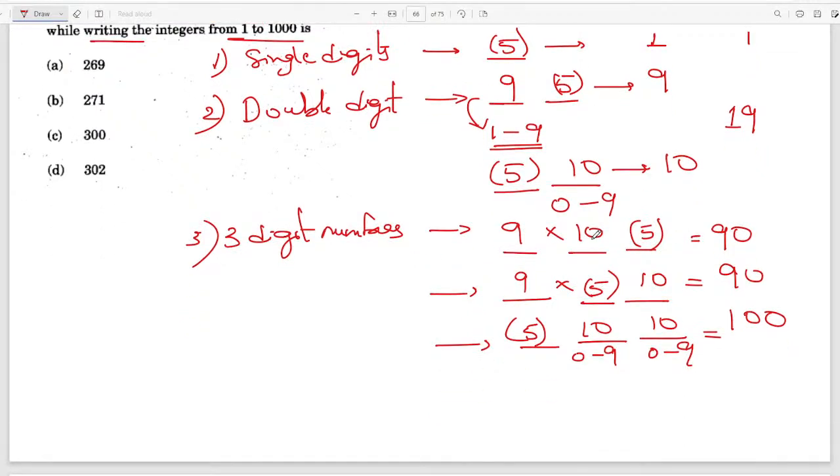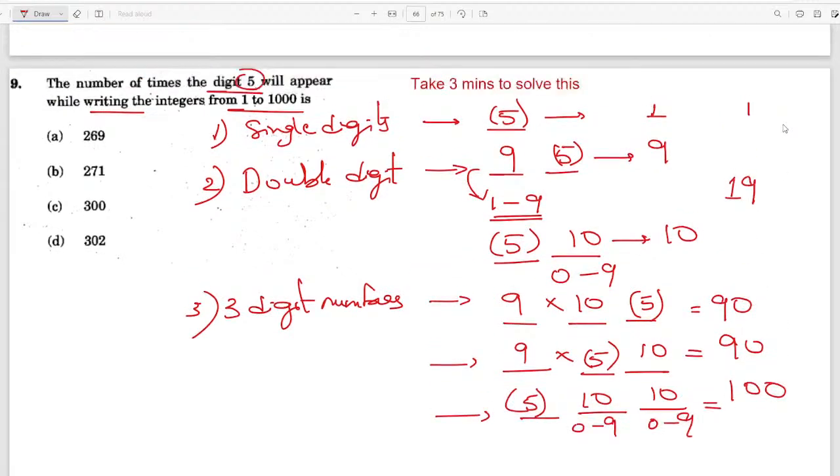So if I add the total here, 100 plus 90, 190. 190 plus 90 is 280. 280 plus 20 is 300. 19 plus 1 is 20. This is 300. Correct answer is option C. No one has got option C.